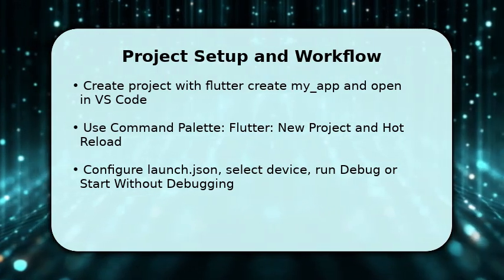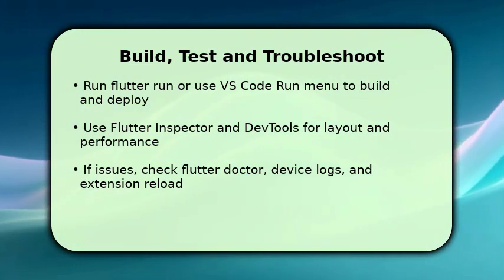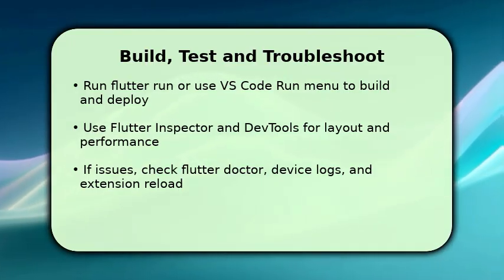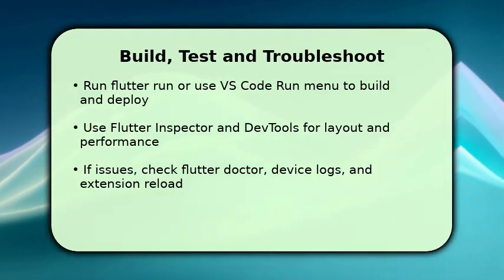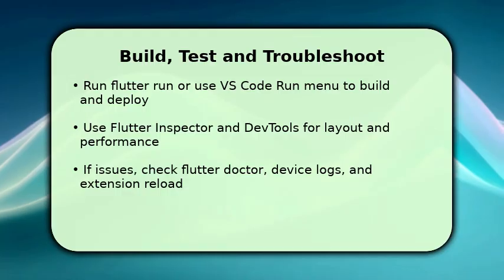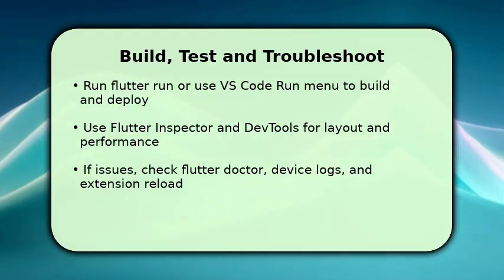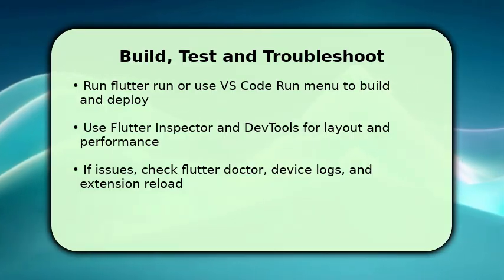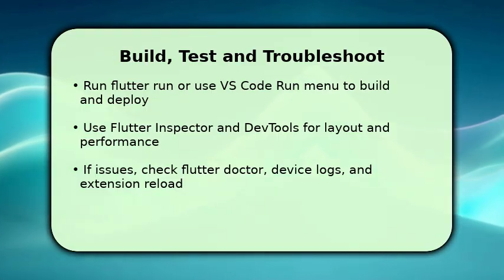To finish, build and deploy using flutter run or VS Code's run command. Then validate behavior on device and run widget tests to catch regressions. Use the Flutter Inspector and DevTools to profile rendering, memory, and network requests so you understand any performance issues. If things go wrong, first run flutter doctor, review device logs in the debug console, and reload the Flutter extension or restart VS Code to clear stateful extension errors. These steps get you from code to a stable app.